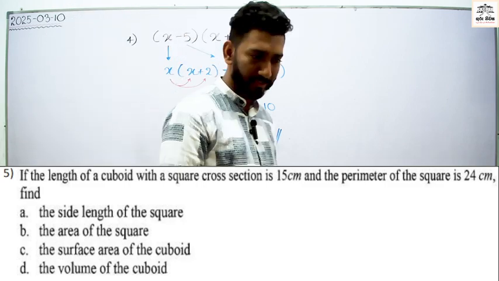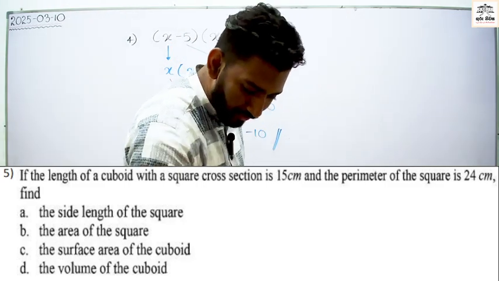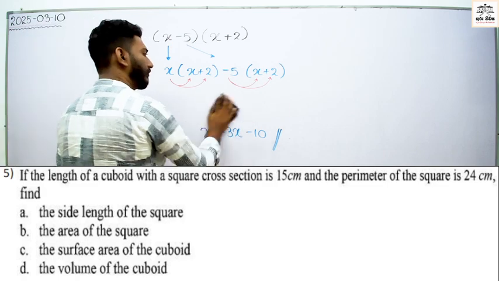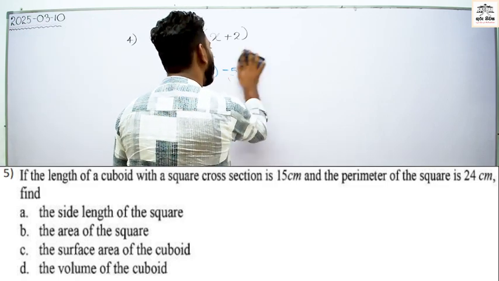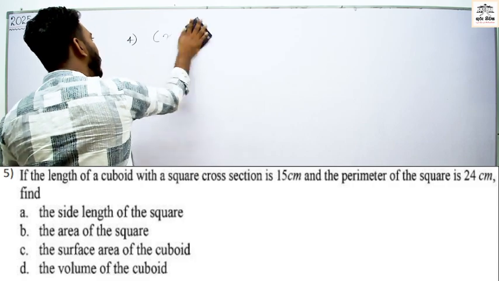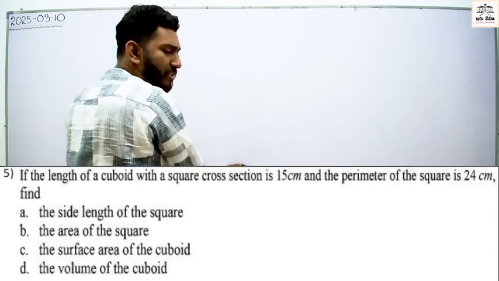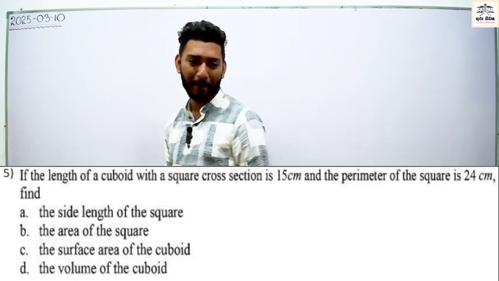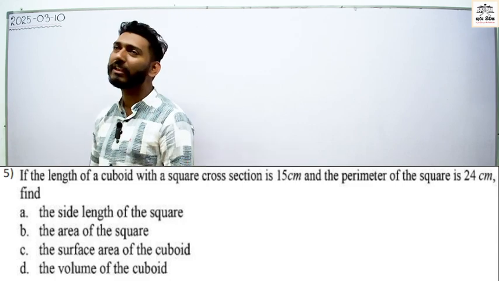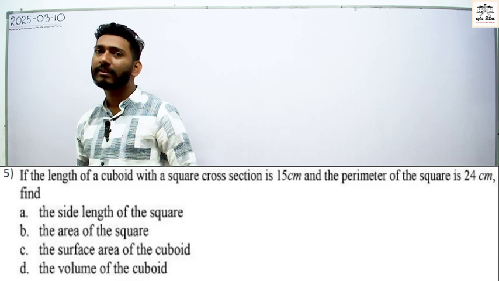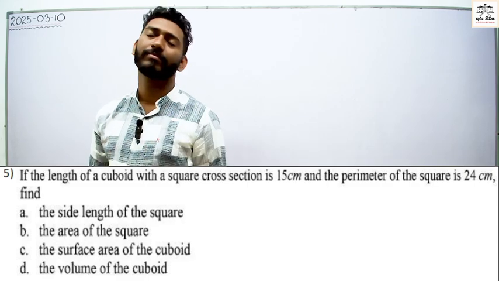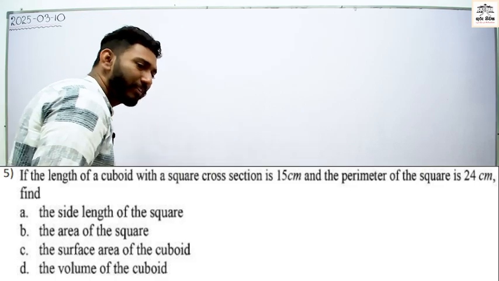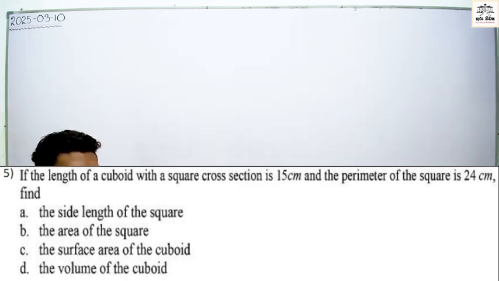Look at the fifth question. Can you try it? I will give 2 minutes. This one is about area, surface area, and volume, right? Volume and surface area. Hurry, I give 2 minutes. There are 4 questions, A, B, C, D.